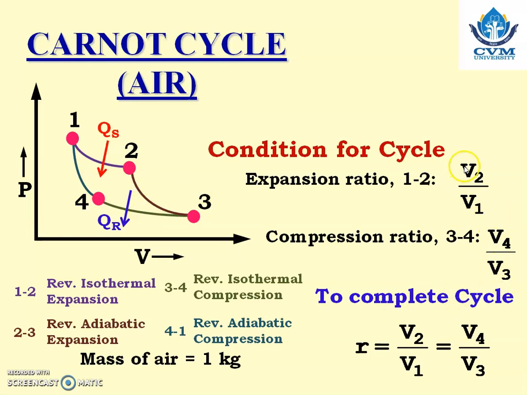That is, if these ratios are not same, it means after 4 it will not reach to exactly 1, and cycle will not complete, and that is known as the R ratio, and it is denoted by the symbol R. So R is equals to V2 by V1, that is equals to V4 by V3.